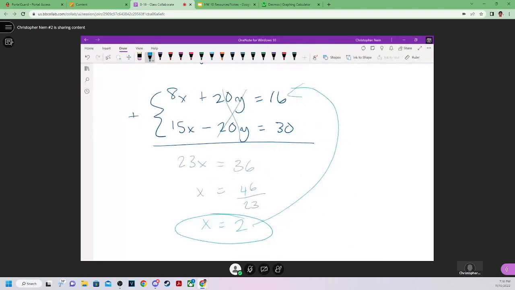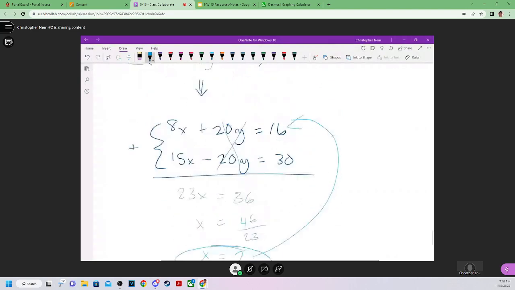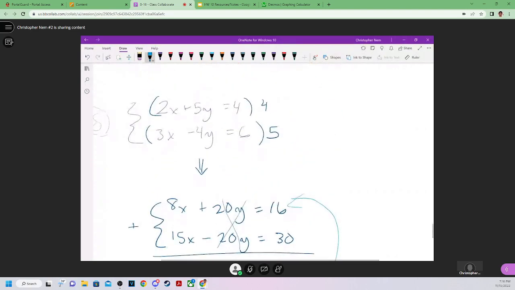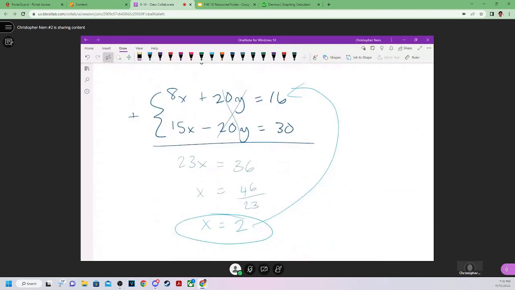And then I can plug it into any one. I'm going to plug into the top one over here. You can also plug it into the ones up here if you want to. I'm going to plug it over here. So I have 8 times 2 plus 20y equals 16. 16 plus 20y equals 16. 20y equals 0. Y is equal to 0. Your solution is 2, 0.